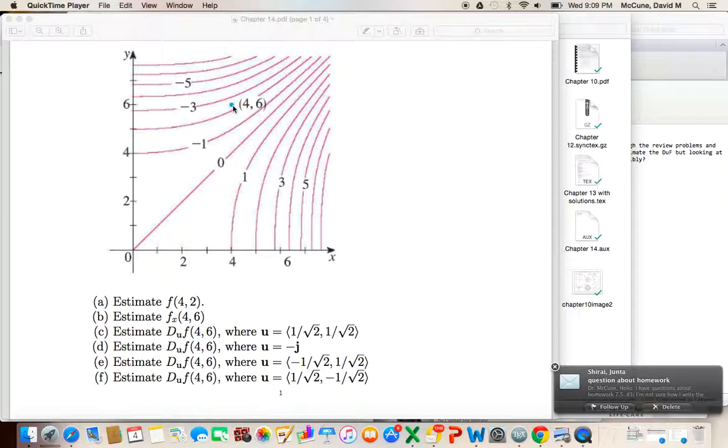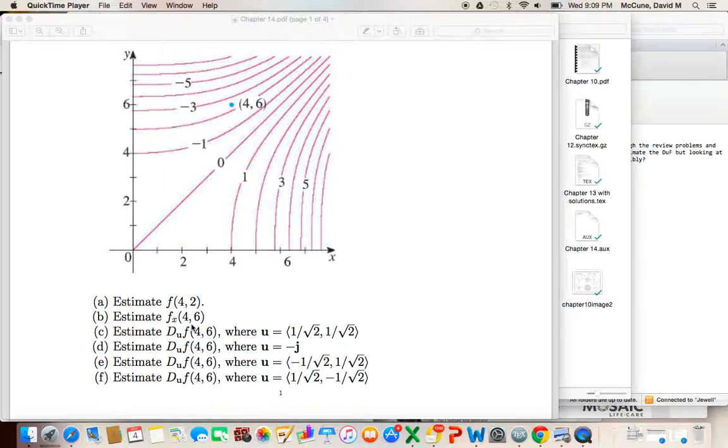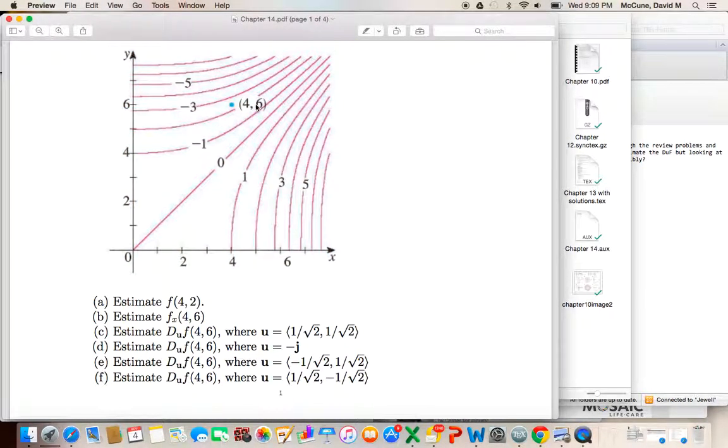So let's plop ourselves down right here. f_x of 4, 6. What does that literally mean? What it's trying to tell you is how much the function changes if you take a single step in the x direction, or if you like, in the i direction. So since this is 4 and this is 5, you're talking about taking a step from right here to about right there. Okay, so taking a single step in the x direction.